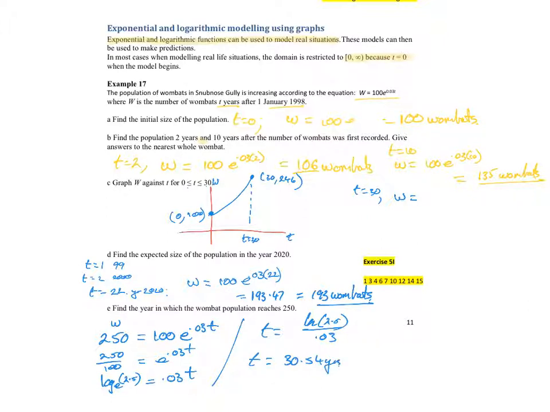Find the year in which, so when is 30 years later? So 30 years later, if we start in 1998, will be the year 2028. So it'll be during 2028. Okay, so there you go.